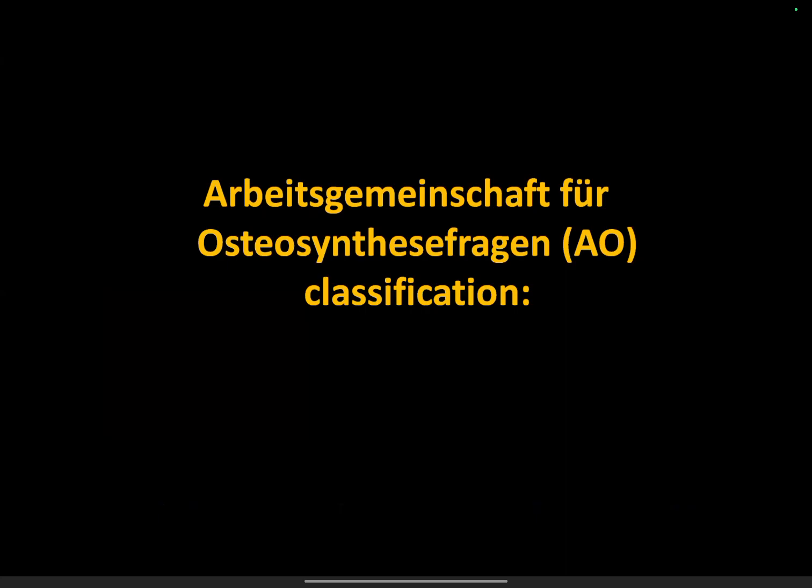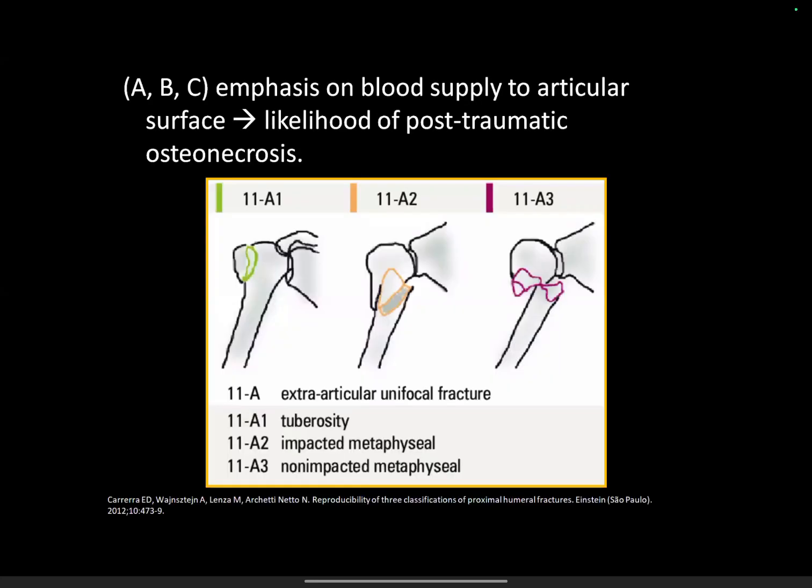Since we've been further emphasizing the vascularity, the integrity of the vascular supply, they came up with a classification that will tell you the likelihood of avascular necrosis. The name is quite hard for me to pronounce, but as you can see, it is the AO classification. Basically, we have A, B, and C. Type A is an extra-articular fracture with unifocal involvement, so there's only one site. It depends what it involves, and with or without impaction.